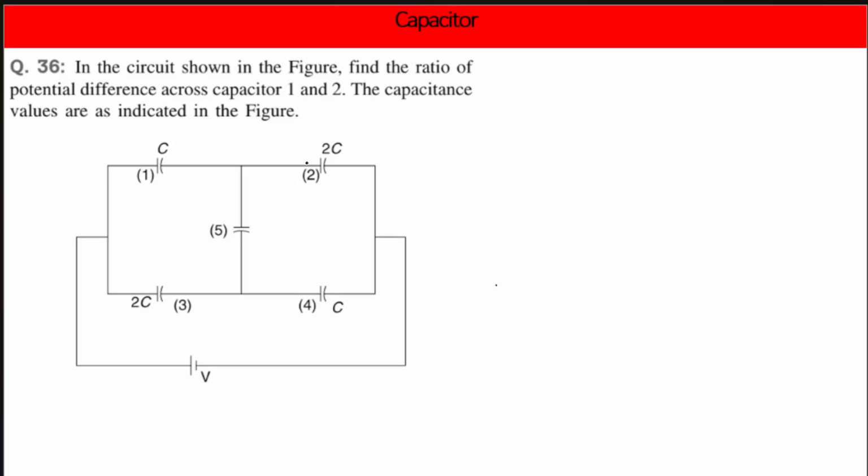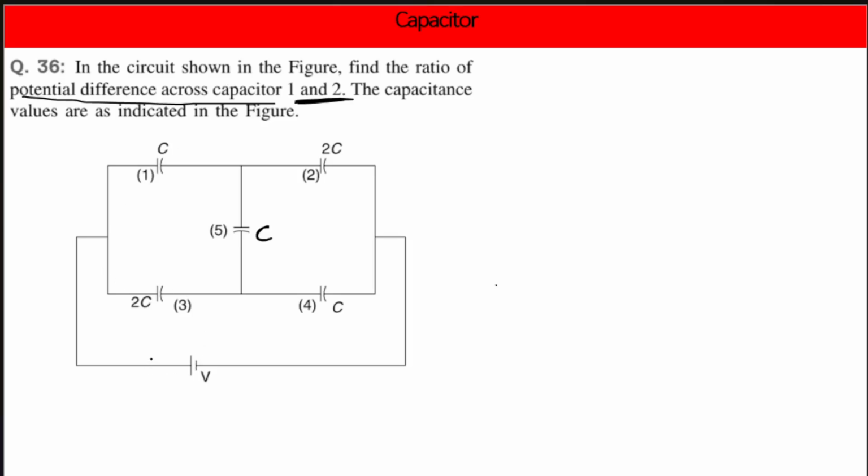So in this question you can see the circuit and the capacitance of each capacitor is indicated in the diagram. The fifth one is missing, so it is C actually. Okay. What we have to calculate is the ratio of potential difference across capacitor 1 and 2. This question we can simply solve by basic understanding of the circuit, I would say, and also if you know the isolated system case, then you can easily do it.